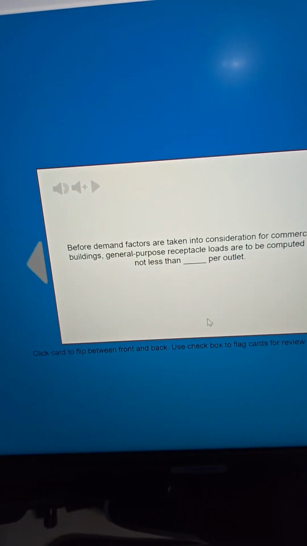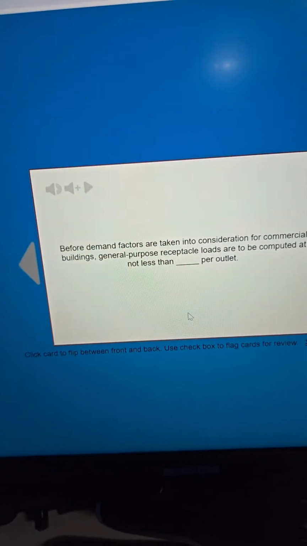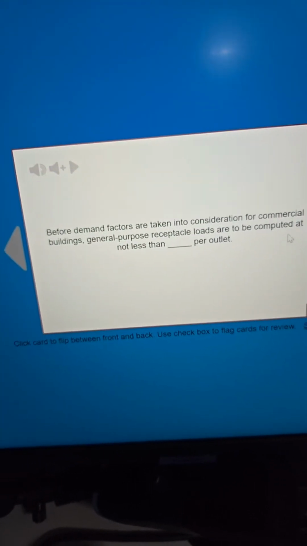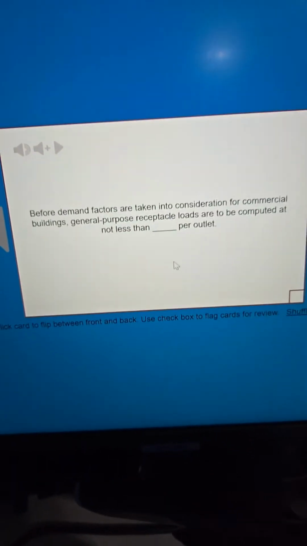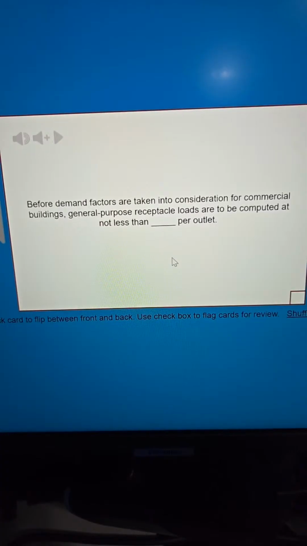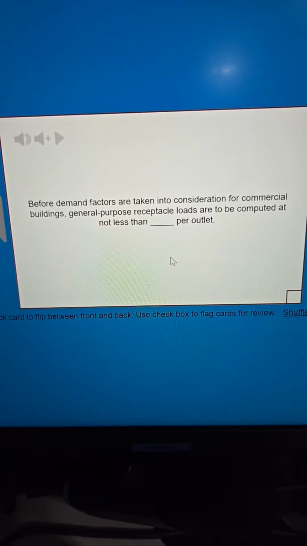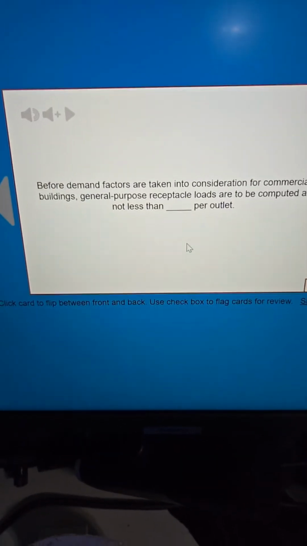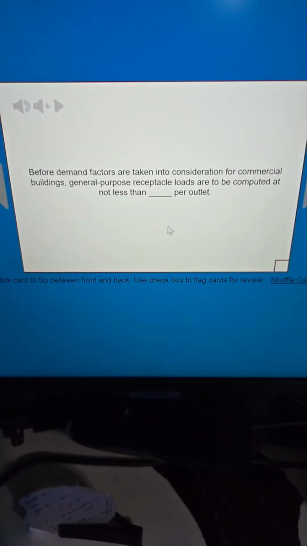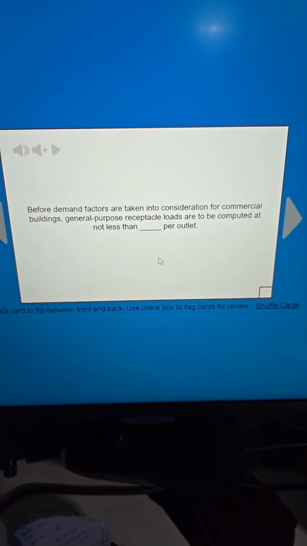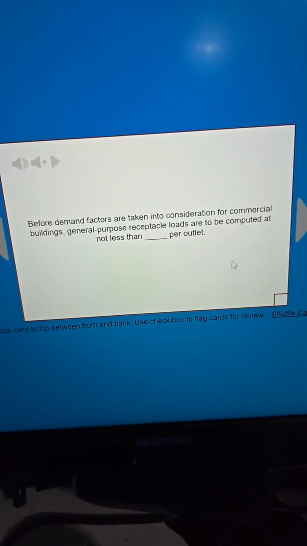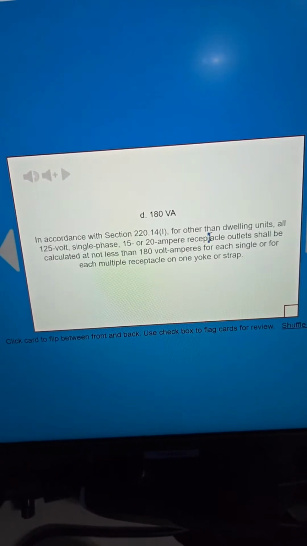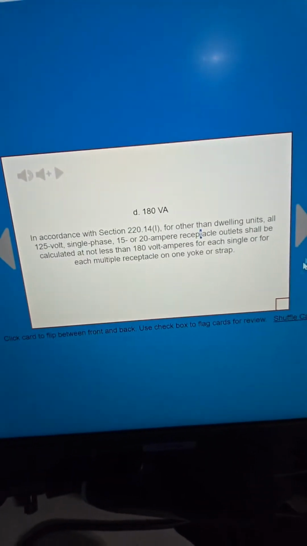Good to know. Before the manufacturer is taken into consideration for commercial buildings, general purpose receptacle loads are to be computed at not less than blank per outlet. It's like 180 VA or something. 2 VA. I don't remember what it is. It's 2 VA or 3 VA. Is it? What VA is it? 2? 2. 180. It was 180. I knew it was freaking 180.